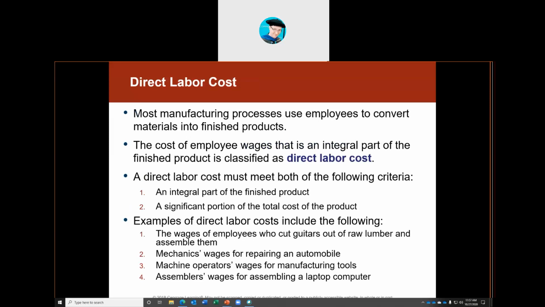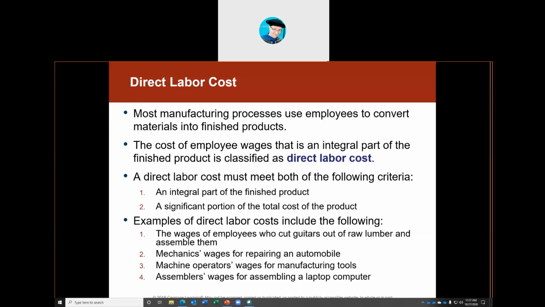Now on to direct labor. Direct labor, these are the employees that directly interface with the manufacturing process of the product. The cost of the employee's wages, which is usually hourly, by the way, it must be an integral part of the manufacturing process of the product to make the finished product. Two things must be true. Direct labor must be an integral part of the finished product, and it must be a significant portion of the total cost of that product.